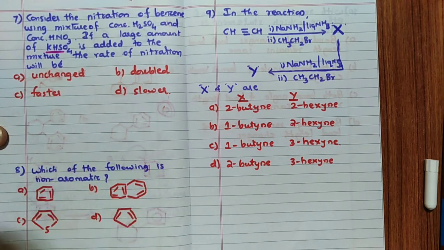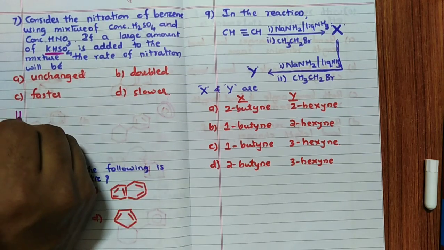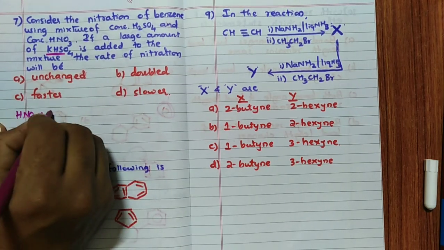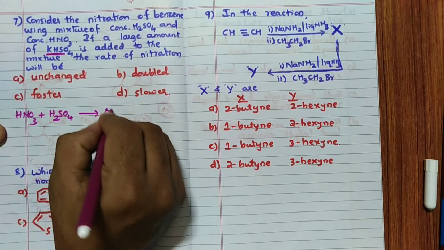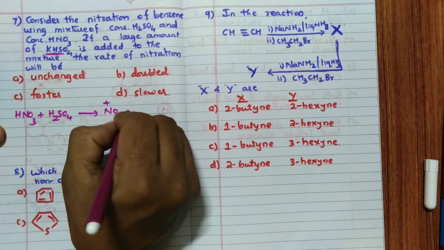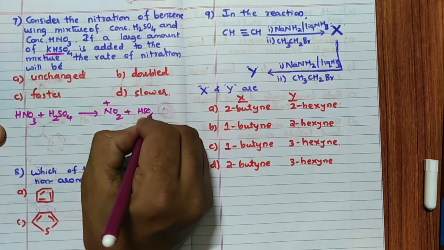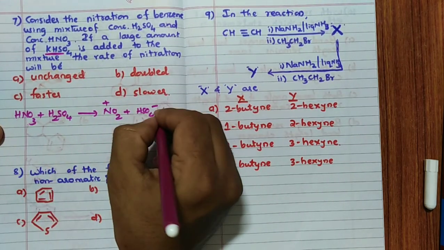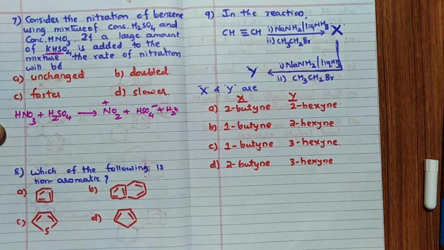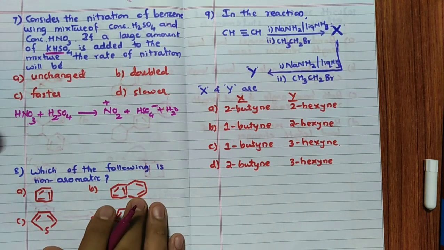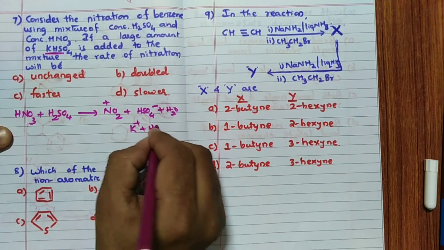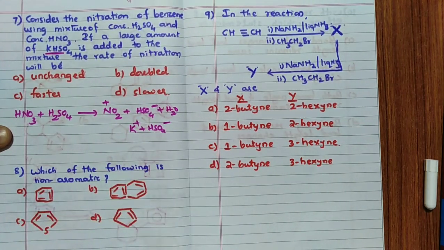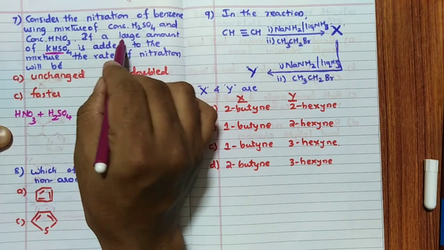Now first we will see how this electrophile is generated. See, when HNO3 reacts with H2SO4, you are going to get the electrophile NO2 plus. Then what is it going to form? HSO4 minus, the bisulfate ion, plus H2O is going to form. Now what happens is you are adding KHSO4. KHSO4 has K plus and HSO4 minus ions. Correct? That too, a large amount, they are telling.